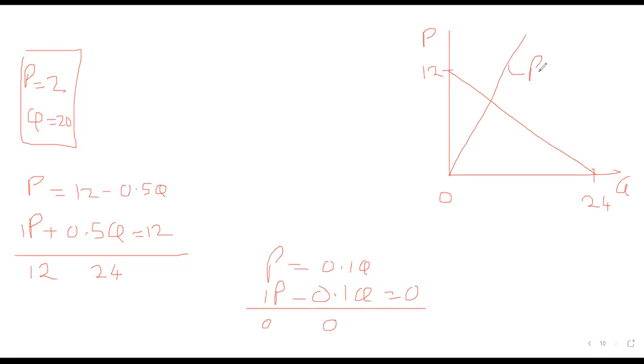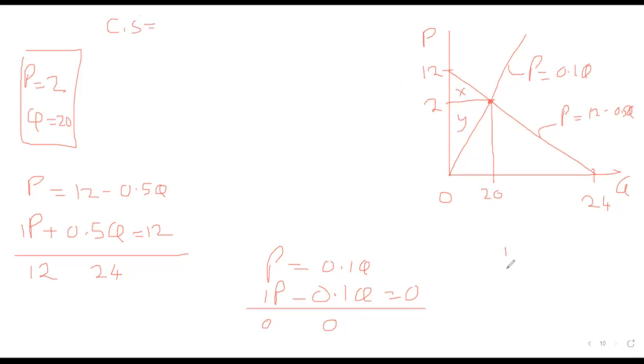So this was our P is equal to 0.1 Q, and this was our P for demand, which was 12 minus what? 0.5 Q. What was our equilibrium price? 2. What was our equilibrium quantity? 20. So which one is our consumer surplus and which one is our producer surplus? X is our consumer surplus, right? Yes.